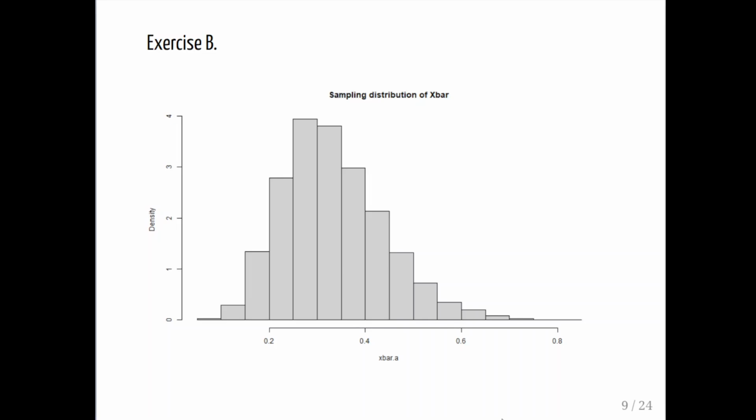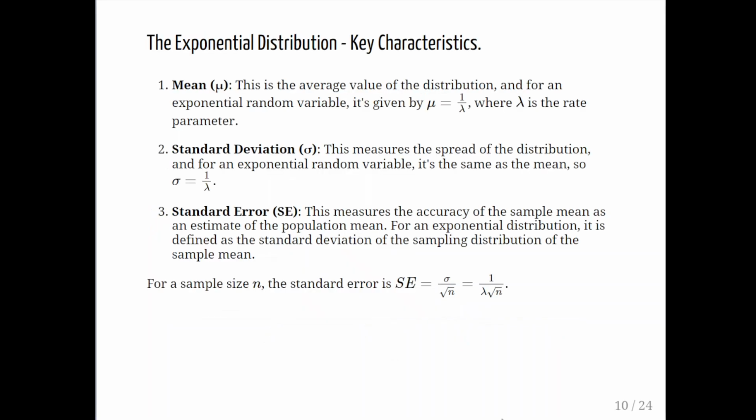Okay. So, key characteristics of the exponential distribution. The mean of the exponential distribution is, cutting a long story short, the inverse of lambda. So the exponential mean is 1 over lambda, where lambda is the rate parameter. The standard deviation sigma, the spread of the distribution, is the same as the mean. So sigma equals 1 over lambda. Okay. Now this is important here.